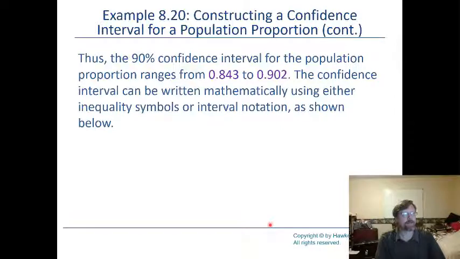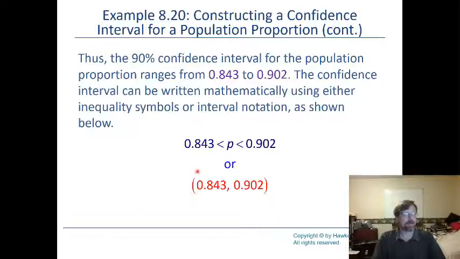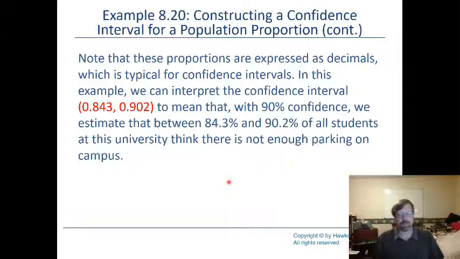So we can write it either with an inequality or in interval form. Either way is fine. And basically we're saying we're 90% confident that between 84.3% and 90.2% of all students at the university think there's not enough parking on campus.